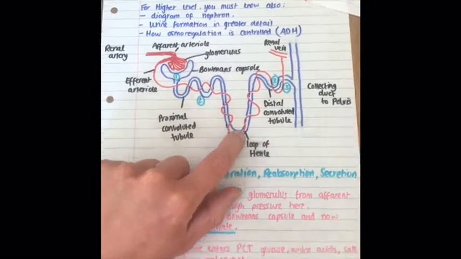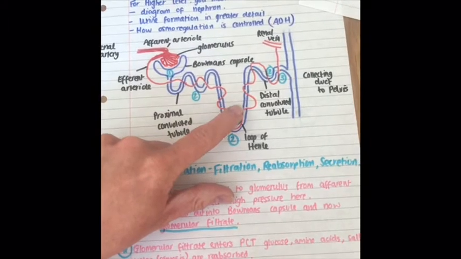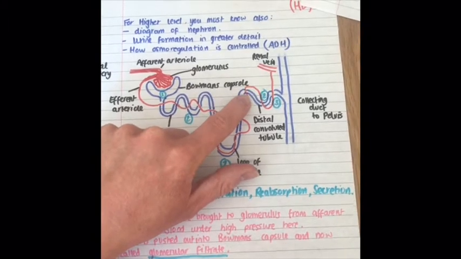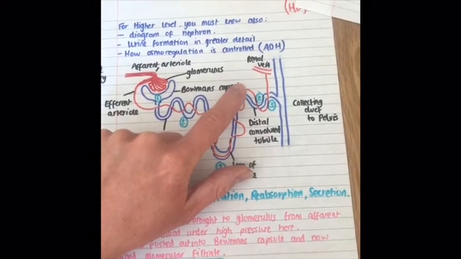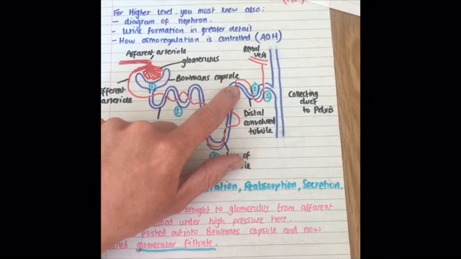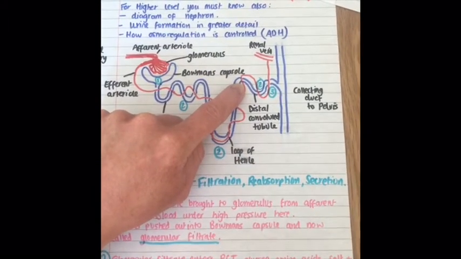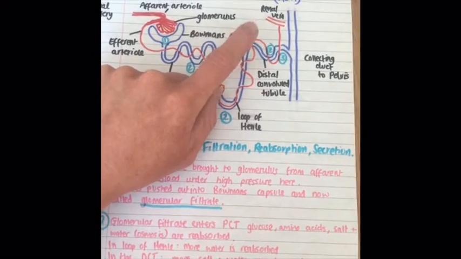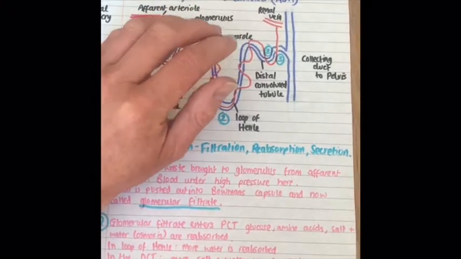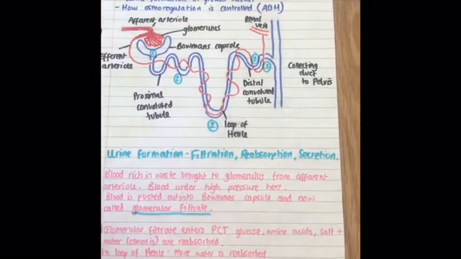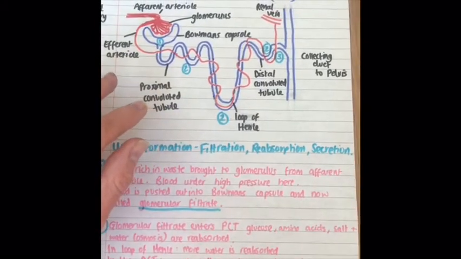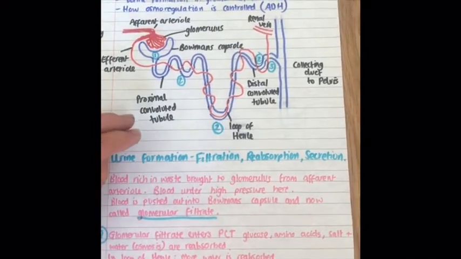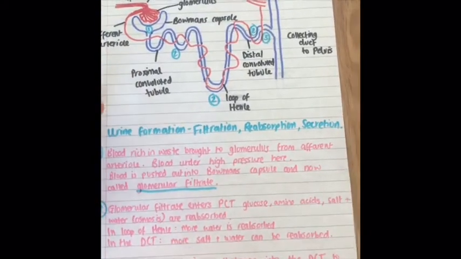Then we have the ascending loop of Henle, where salts are reabsorbed. Okay, in the distal convoluted tubule, more salt and water can be reabsorbed at this stage depending on what the body's needs are. Okay, the next step in urine formation is now secretion. So secretion is all about what the body needs to excrete to make sure that the blood pH levels are controlled. So we have potassium and hydrogen ions. They are secreted back into the urine from the blood, which controls the blood's pH.